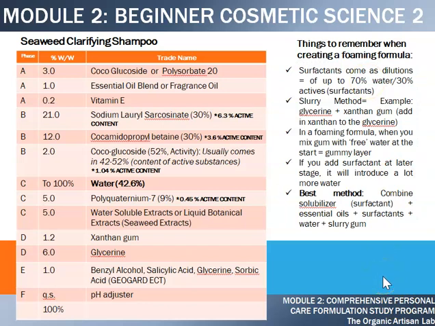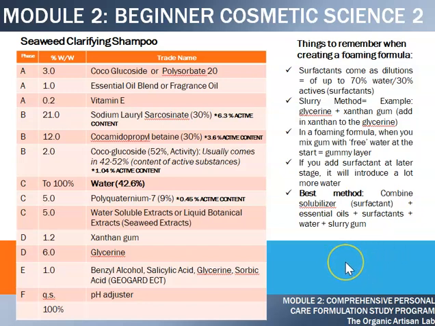Now, where do we get this information? Of course, this information is coming from our suppliers. They usually tell us how much active content there is in a specific material or surfactant.